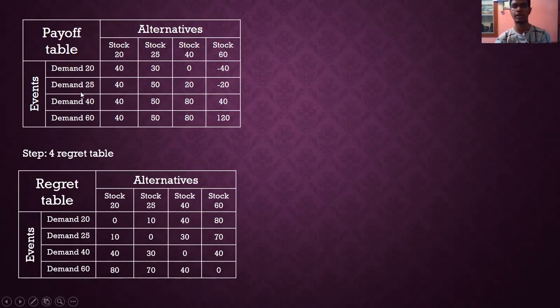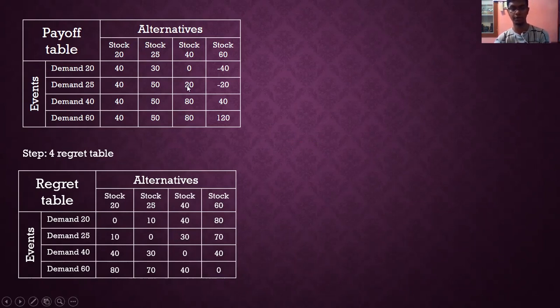Now we'll go with the second row, which is demand 25. In this row, the highest we have is 50, so now this 50 we are selecting. So here 50 minus 40 will give us 10, so the 10 we are writing. Then 50 minus 50 will be 0, so that 0 we are writing here. Then 50 minus 20, the remaining 30 will be written here.